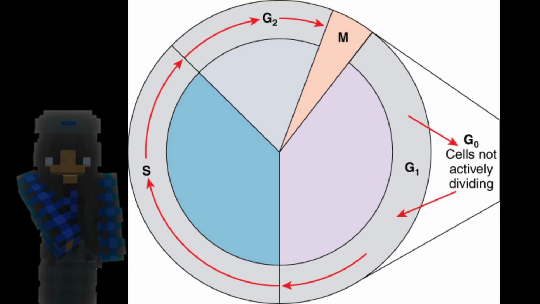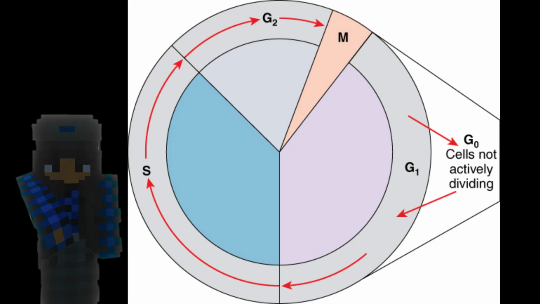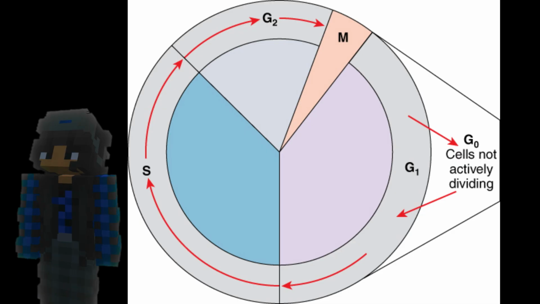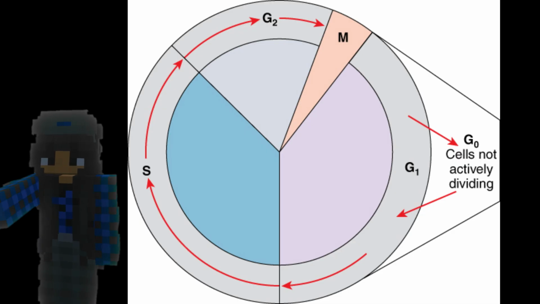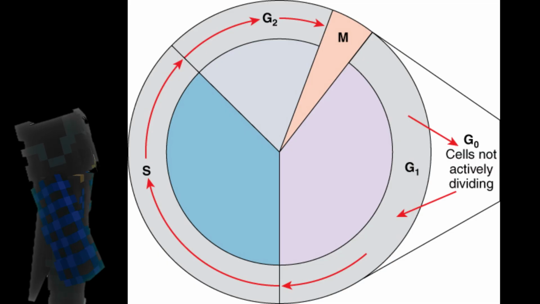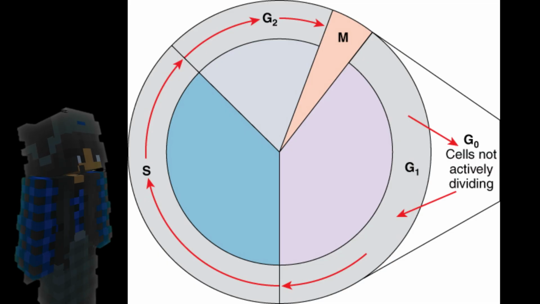In the G1 phase, the cell grows and makes sure everything's working properly. In the S phase, the cell makes a copy of its DNA so that each daughter cell will have its own full set of instructions. Then in the G2 phase, the cell continues to grow and gets everything ready for the big division.